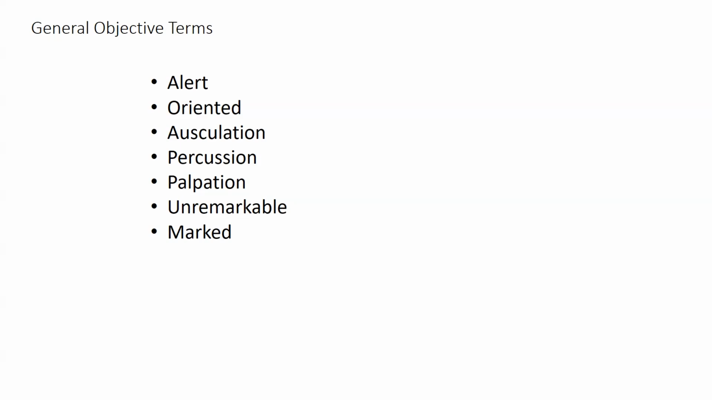Percussion is what it sounds like. You're tapping on some body part, you're pressing on to listen to the sound. So usually percussion involves osculation as well. A palpation is a feeling. So when you take someone's pulse, you're palpating for a radial pulse or a carotid pulse. You can palpate the abdomen.